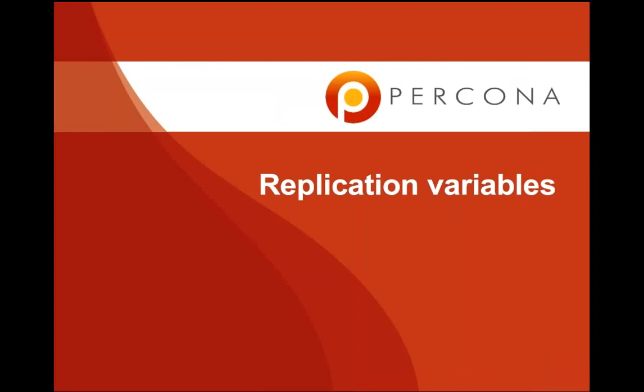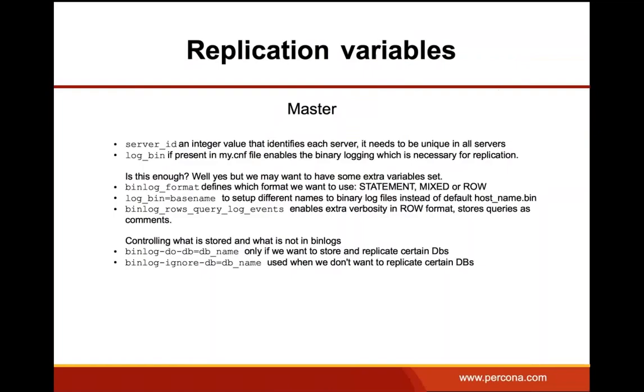Okay, let's talk about the variables that are involved in a replication environment. In the master, the first important variable that you need to set up is the server ID. This server ID is an integer value that identifies each server in a unique way, and this is mandatory to have a replication environment running. If you don't have this variable set, the replication won't work, and MySQL will refuse to start replication without this variable set.